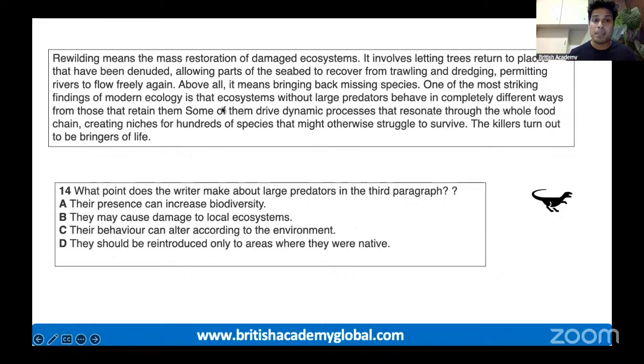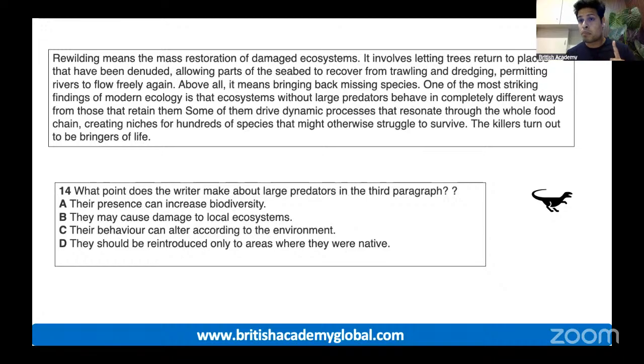So that gets eliminated. Their behavior can alter according to the environment. Nothing is being given about the behavior that changes, guys. Alteration, modification, amendment. There is no such word that is being used, even that matches with the environment. They should be reintroduced to areas where they were native. That is not being given either.